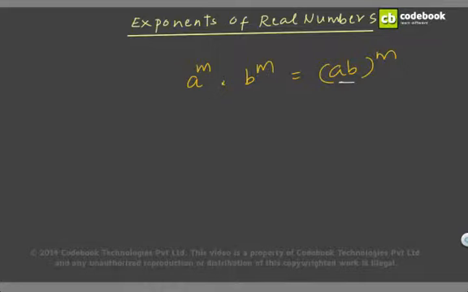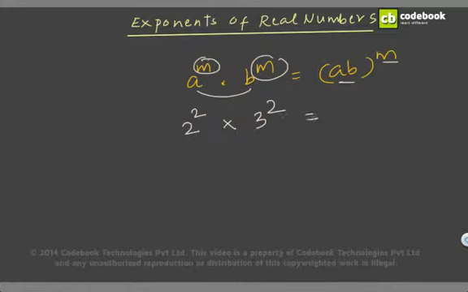So in other words, if there are two terms in exponential form and if the exponents of those two terms are same, then the product of those two terms is equal to the product of its bases raised to the power of the exponent. So let's verify this. Example, 2 square times 3 square. Based on the identity, this should be equal to 2 times 3 whole square, which is nothing but 6 square.